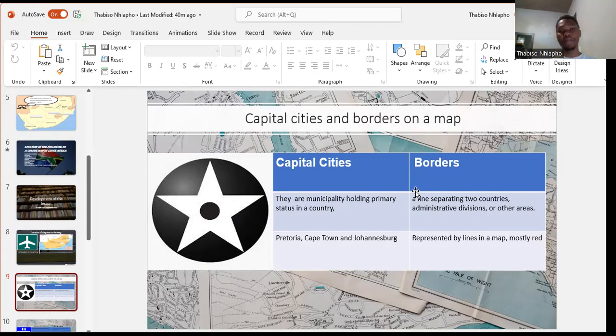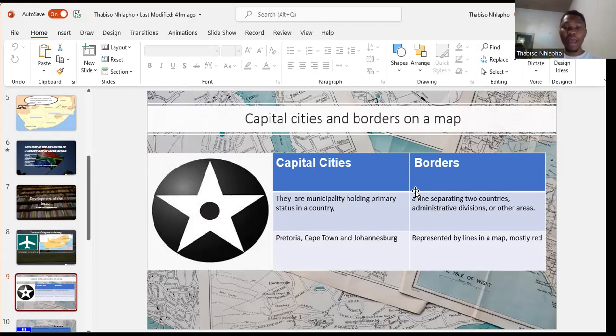Now we no longer have 1 capital city in South Africa, but we have 3. Who can name the 3 capital cities? Okay, Ntabi, can you please give us our 3 capital cities? Congratulations, Tabiseng. That's correct. Tabiseng says we have Cape Town, Pretoria, and Johannesburg as our capital cities, and she is correct.